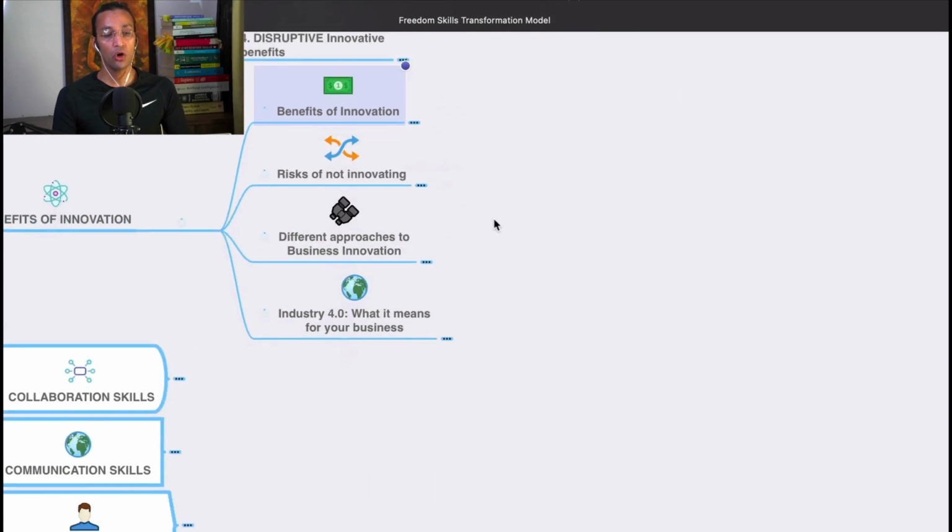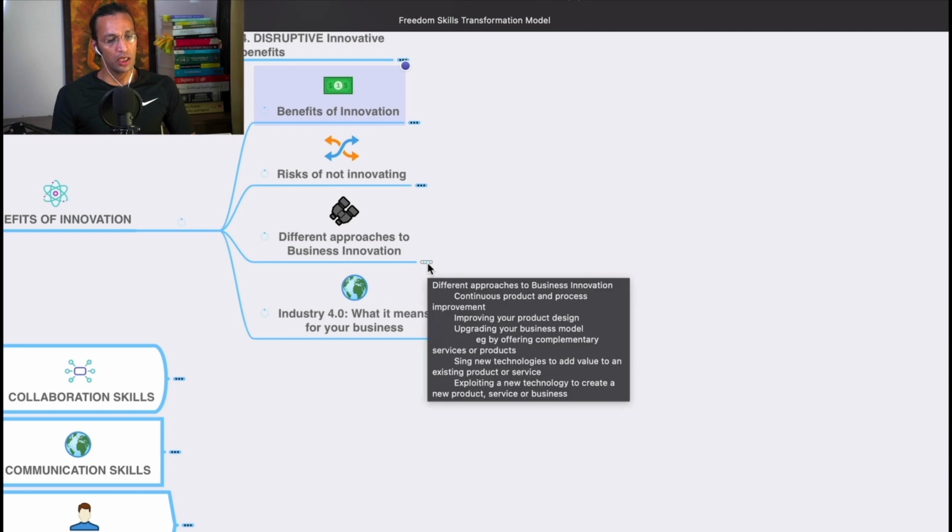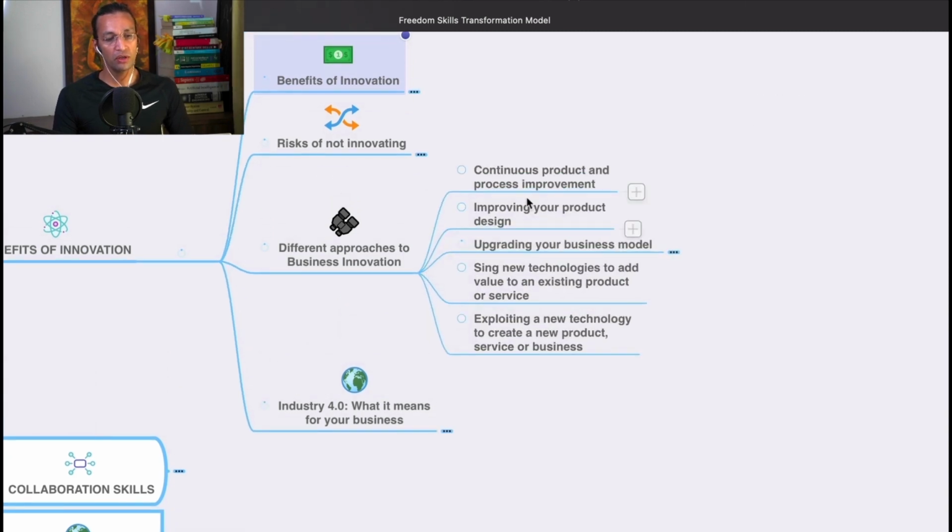And if you are not innovating, you will not be there. Kodak company completely vanished because it did not innovate. Nokia and others, there are a lot of examples of companies who don't innovate or are not creative, they will not sustain in the market. There are different approaches to business innovation: continuous product and process improvement, and all these things which we have already mentioned, sustaining and disruptive. If it is sustaining, it is always improvement. If it is disruptive, it is coming up with a new product.